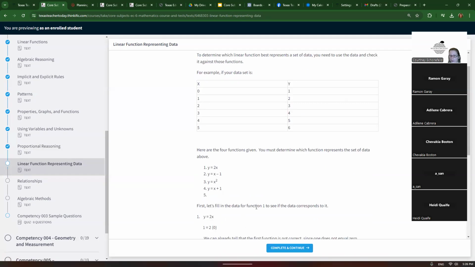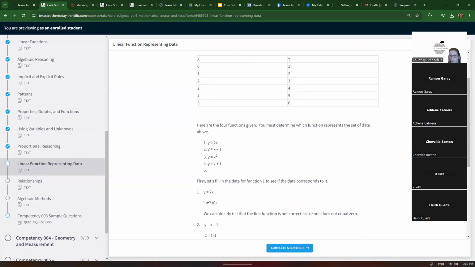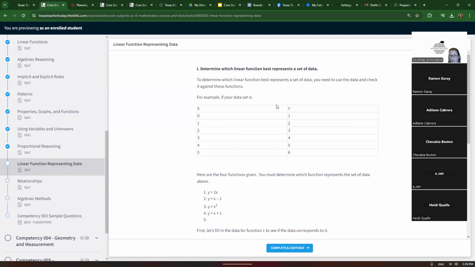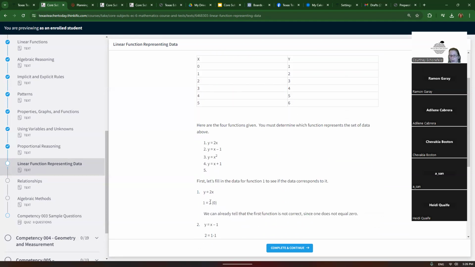First, let's fill in the data for function 1 to see if the data corresponds to it. y equals 2x. 1 equals 2 times 0, right? Because we have y equals 2x, so y is 1 and x is 0. We can already tell this one's not correct because 1 does not equal 0. So that one doesn't work. So we can eliminate 1.